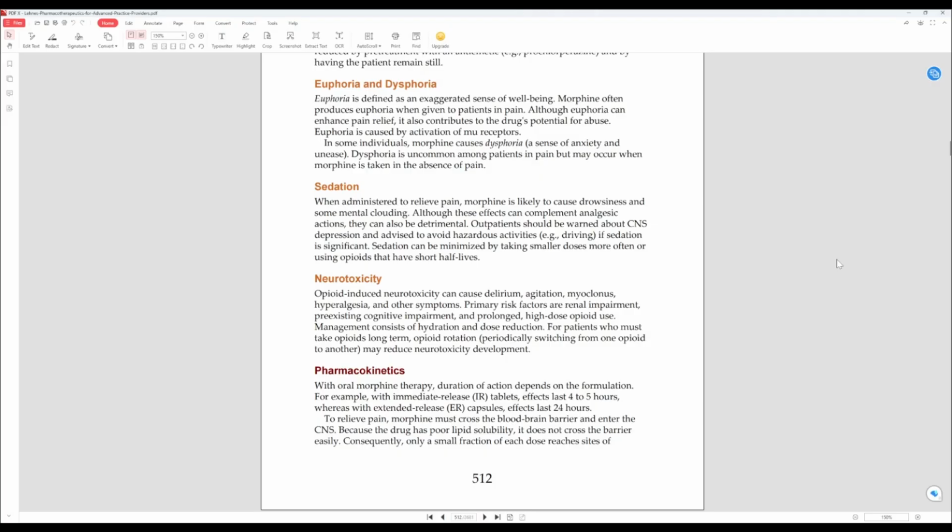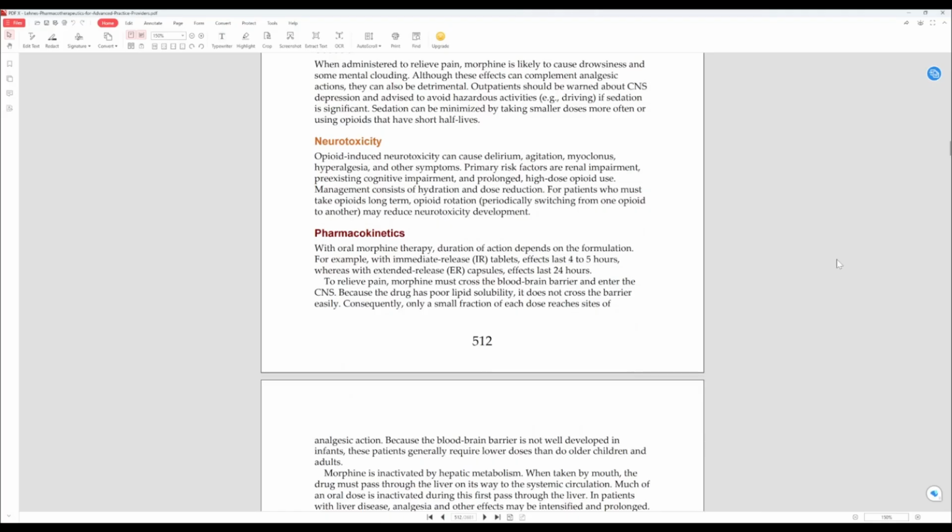Sedation. When administered to relieve pain, morphine is likely to cause drowsiness and some mental clouding. Although these effects can complement analgesic actions, they can also be detrimental. Outpatients should be warned about CNS depression and be advised to avoid hazardous activities, such as driving, if sedation is significant. Sedation can be minimized by taking a smaller dose more often or using opioids that have a short half-life.